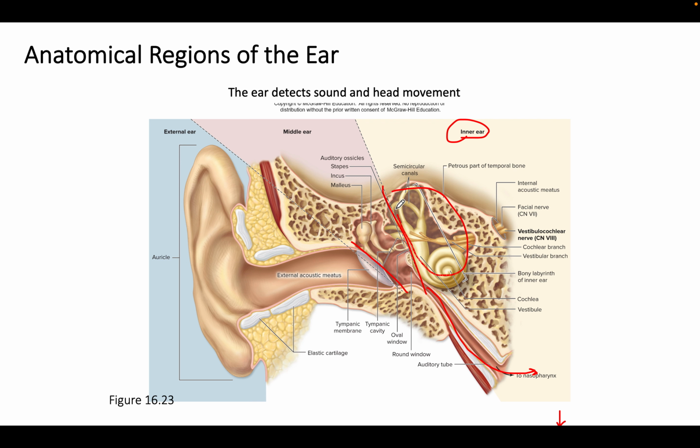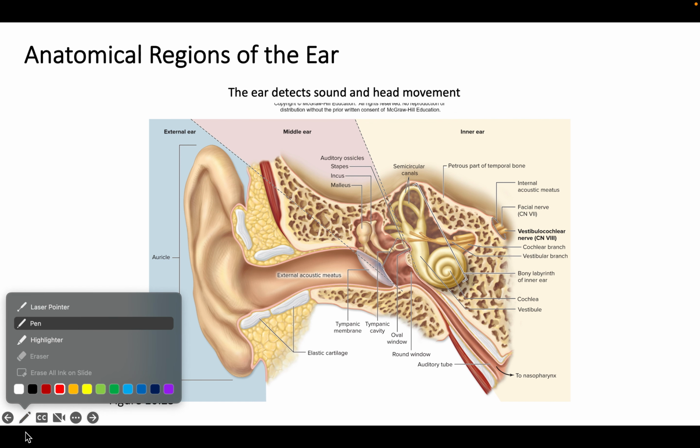This is where the actual hearing process occurs, and the balance occurs, with a couple of things. One is our cochlea, right here. This has to do with hearing, so our special sense of hearing. And then we have these regions up here known as the semicircular canals and the vestibule. These are largely going to be involved with our sense of balance. So we'll look at these in more detail as we get to them in this lecture.